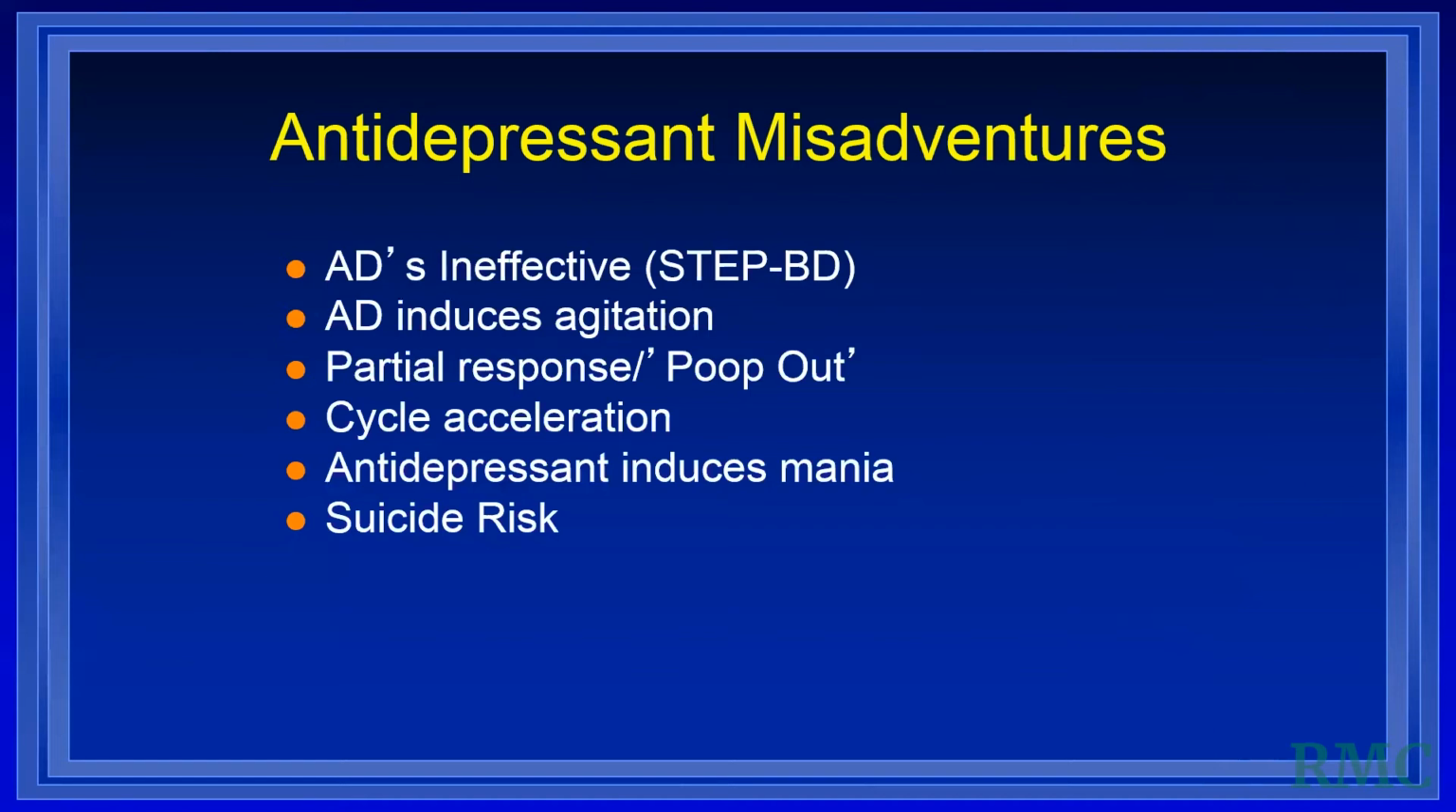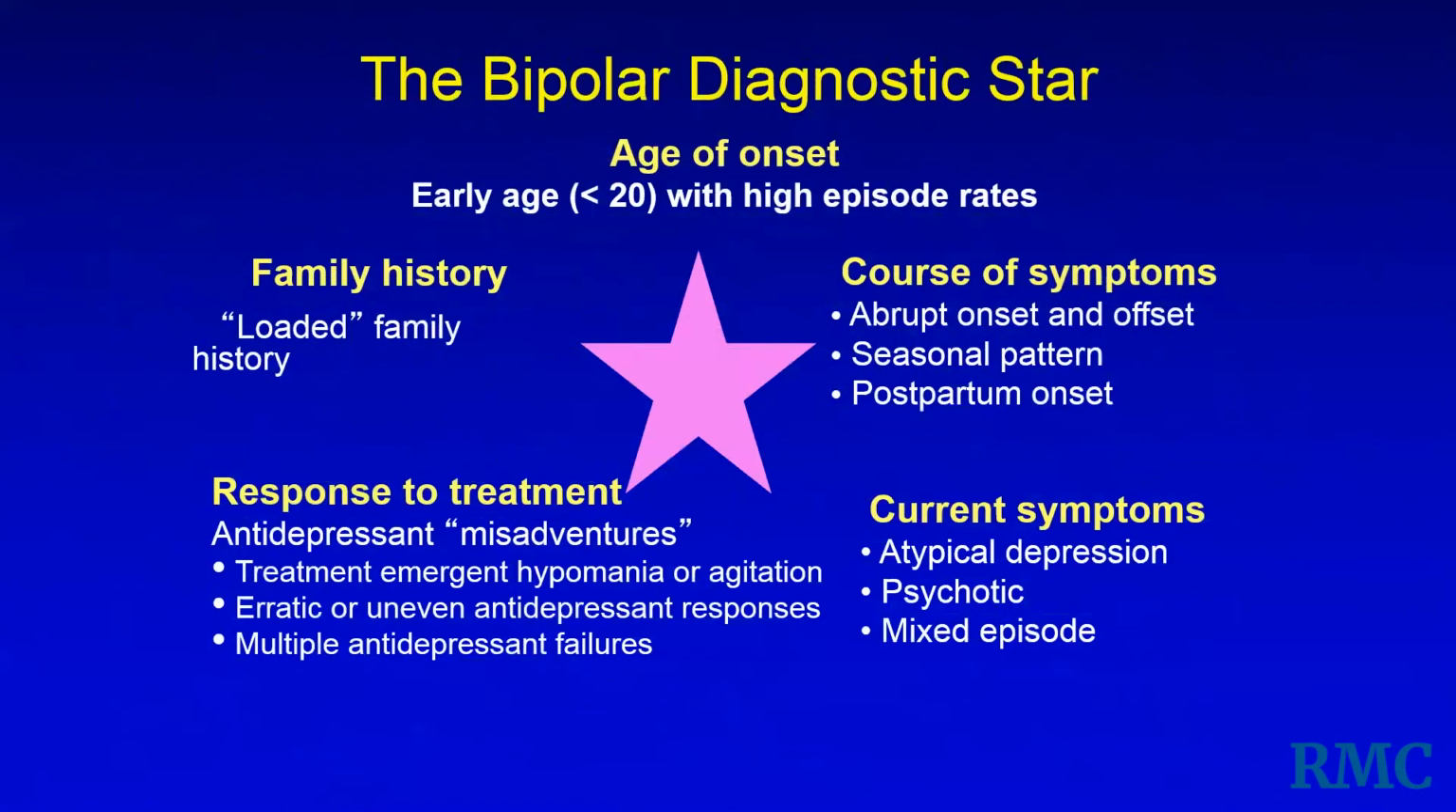People who take antidepressants who are truly bipolar can get agitated. They can have no response, partial response, or a response that poops out, meaning they relapse very quickly. They can start getting into a rapid cycle of mood swings. The antidepressant can induce mania, or it can induce suicidal ideation. So antidepressant misadventures are a risk of prescribing an antidepressant in a patient with underlying bipolar disorder.